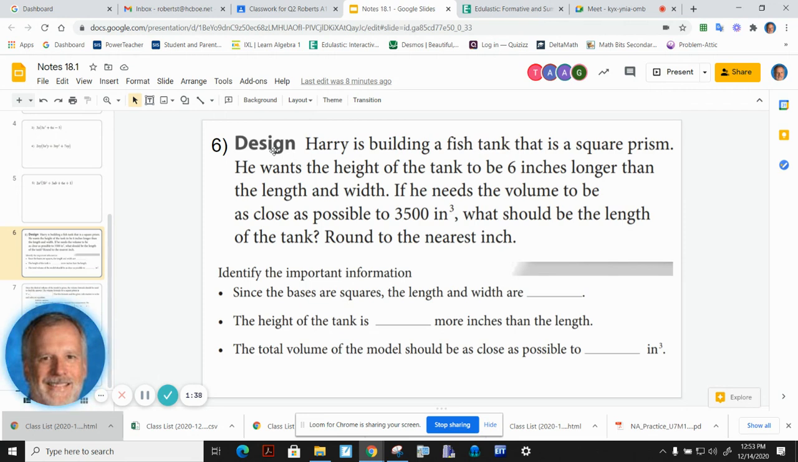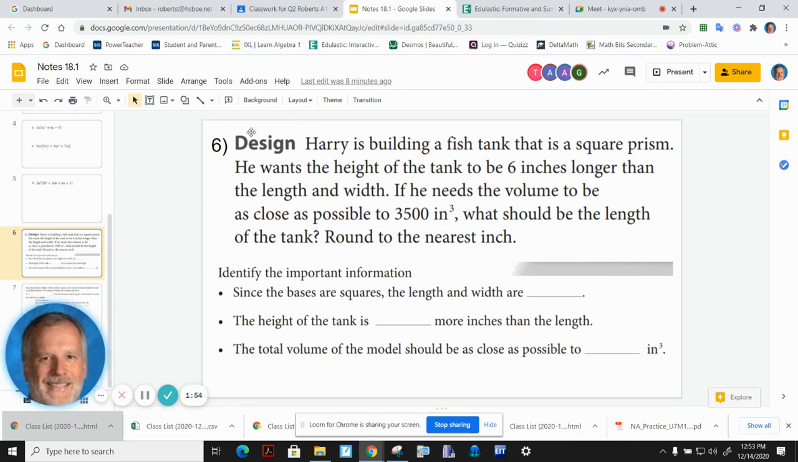And he needs the volume in this fish tank to be as close as possible to 3,500 inches cubed. So what should the length of the tank be? Round to the nearest inch.